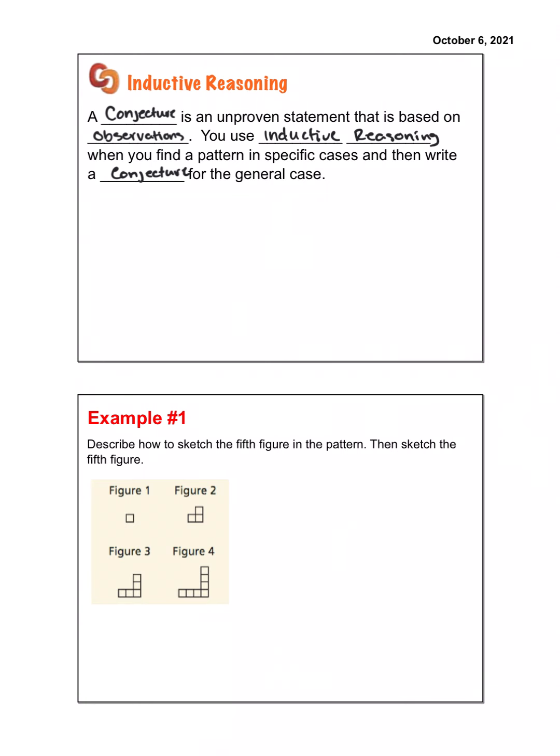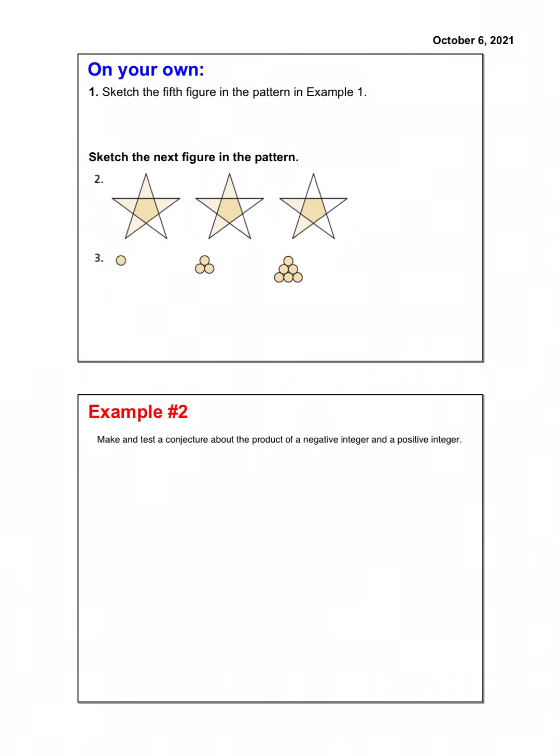So example number 1 here, we have figure 1, figure 2, figure 3, figure 4. It says describe how to sketch the 5th pattern, then sketch the 5th pattern. So this is our figure number 5. You should have noticed that it was putting another block on each end of our figure. So we have the other one of on your own here. That video is connected to your online textbook if you would like to look at that on your own.